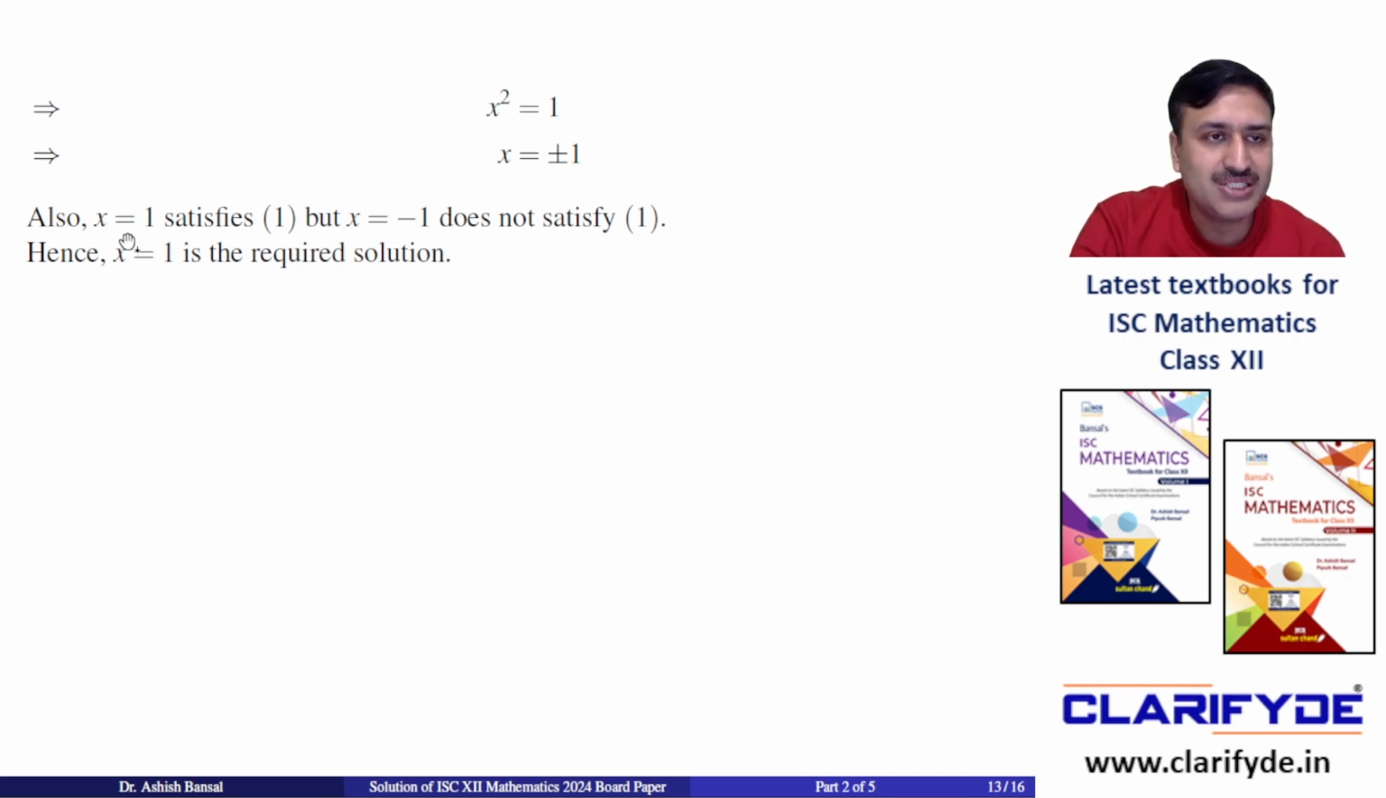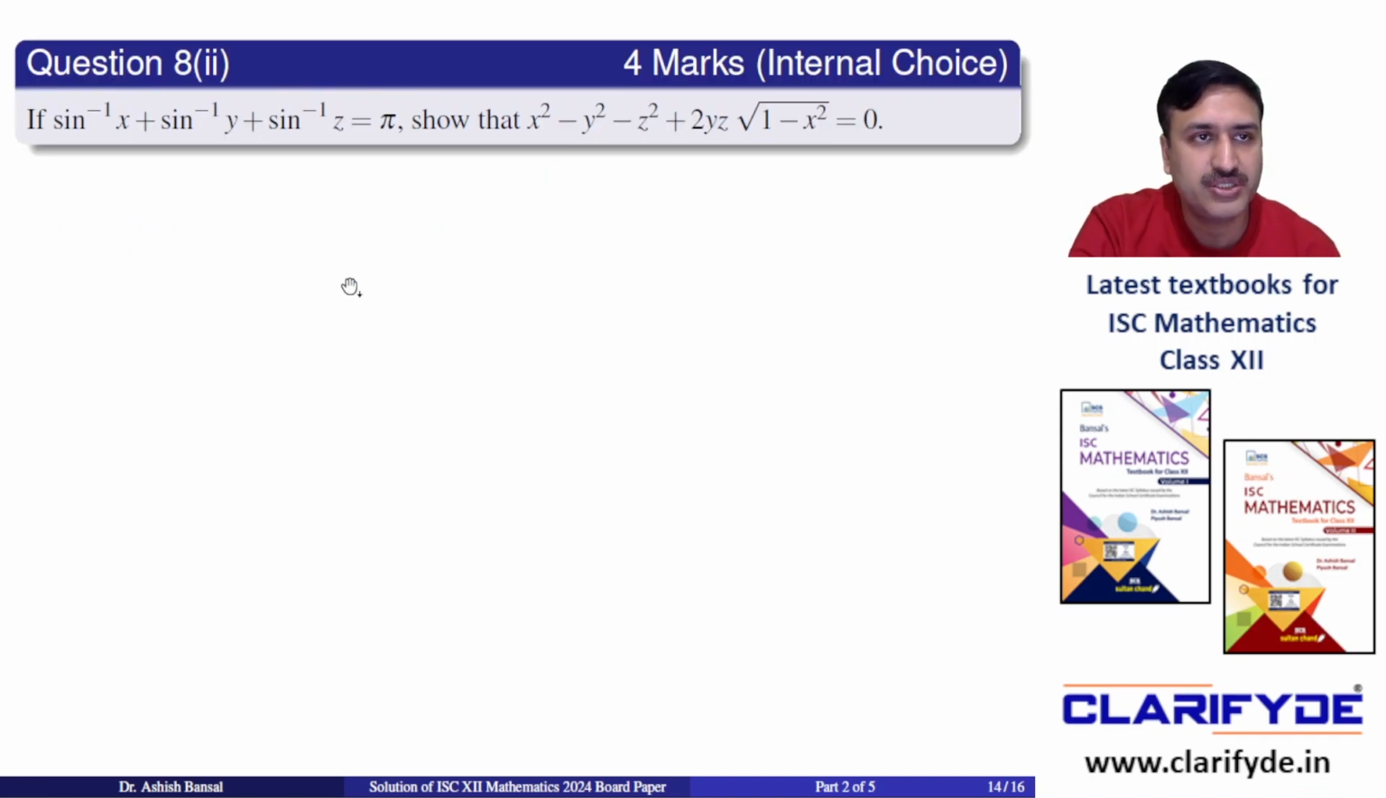And it can be easily seen that x equal to 1 satisfies the given equation, whereas x equal to minus 1 does not satisfy. Hence x equal to 1 is the required solution. Question number 8, second part, it's a 4-mark question. We are given that sin inverse x plus sin inverse y plus sin inverse z equal to pi. We have to show that x square minus y square minus z square plus 2yz root 1 minus x square equal to 0.